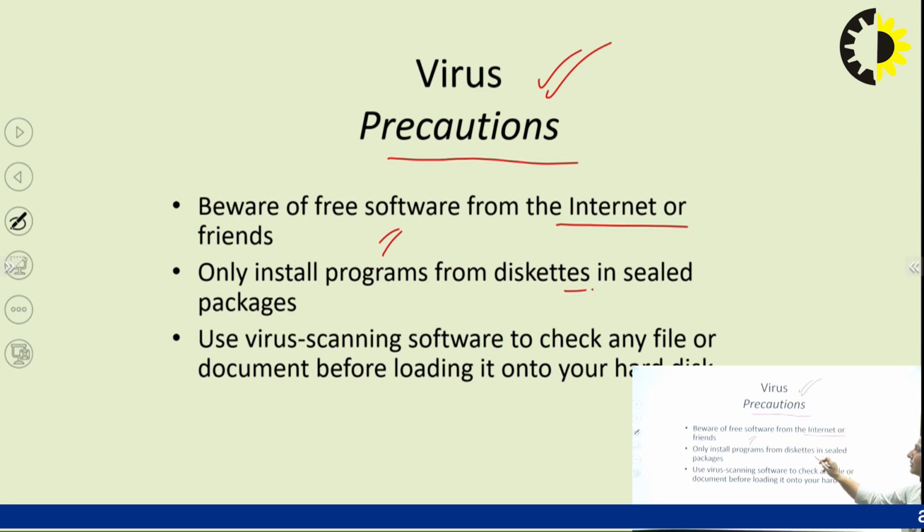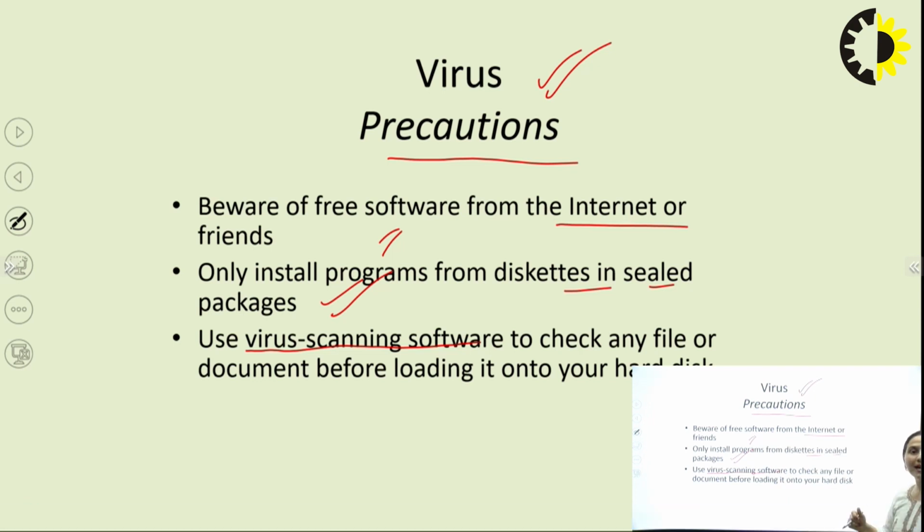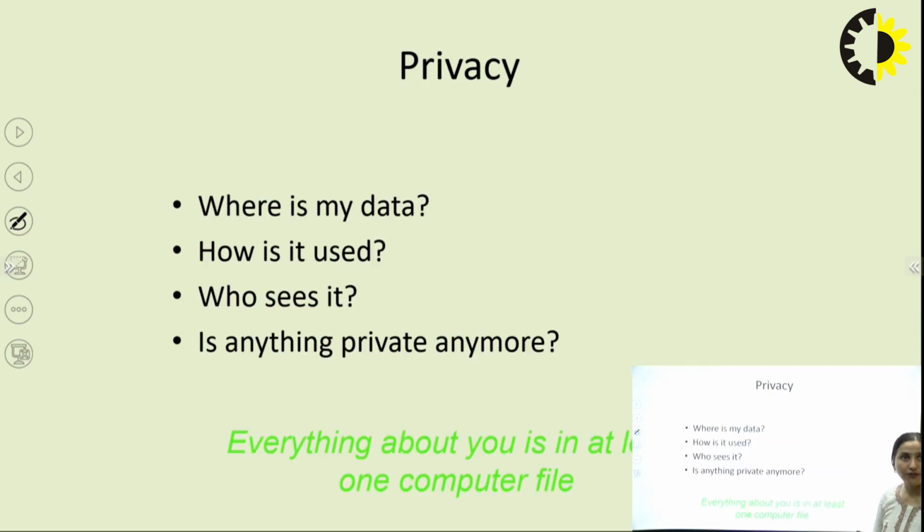Only install programs from a disk in a sealed package, right? Proper licensed software is recommended. Use virus scanning software, right? Software which will scan for viruses, to check any files or documents before loading them onto your hard disk. These are the different types of precautions that can be used so that you can safeguard your system from a particular type of virus. Don't ever use any software which is freely available, because there is a high possibility that it is infected by a virus. Try to use only licensed software.